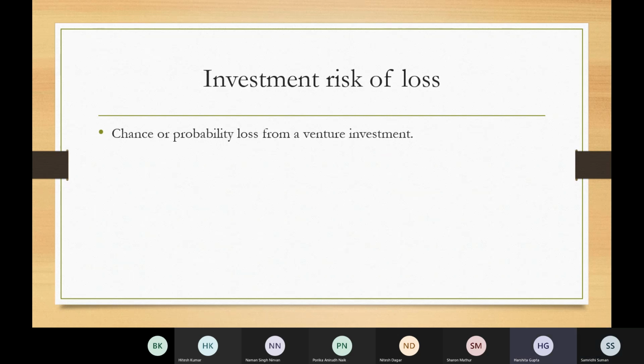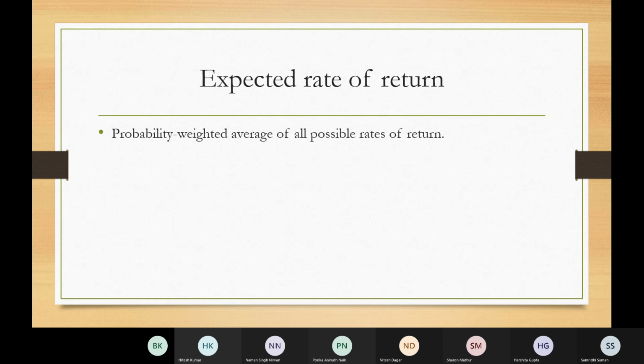Investment risk is the probability of a loss from the venture investment. Okay, so expected rate of return is the probability weighted average of all the possible rates of return. So basically, if I have a bracket of say 8 to 12% rate of return, by taking the average of all of these, I can come up with the expected rate of return.